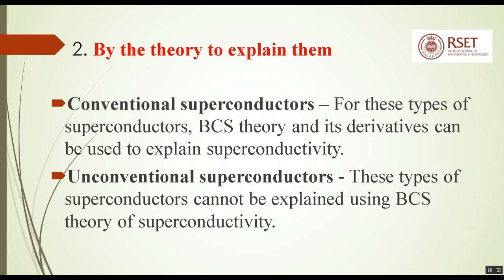The second criterion of classification of superconductors is based on the theory that can be used to explain superconductivity. The most valid theory used to explain superconductivity is BCS theory of superconductivity. Those superconductors for which BCS theory and its derivatives can be used to explain superconductivity are known as conventional superconductors, whereas the same theory cannot be used to explain the phenomenon of superconductivity exhibited by unconventional superconductors.